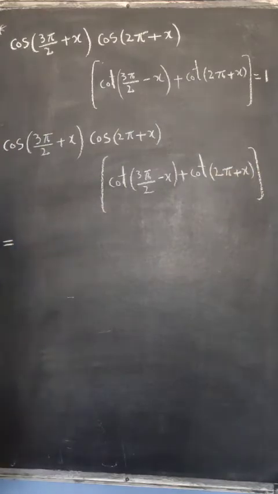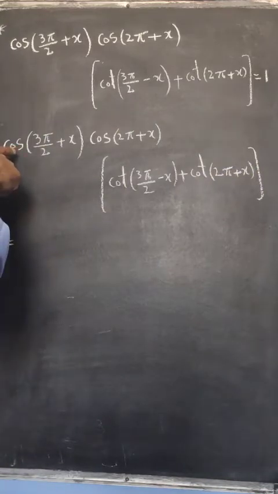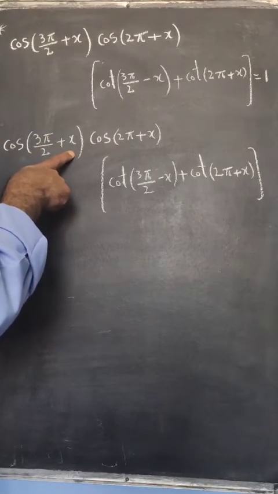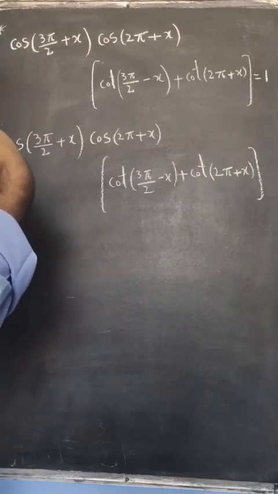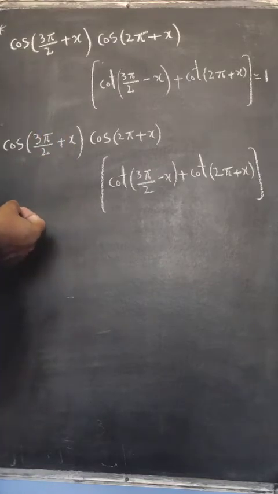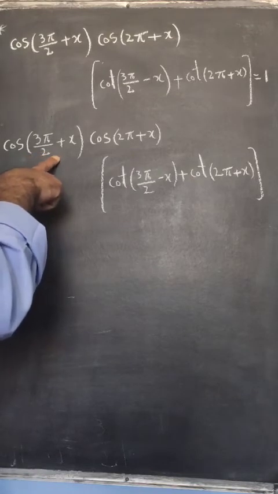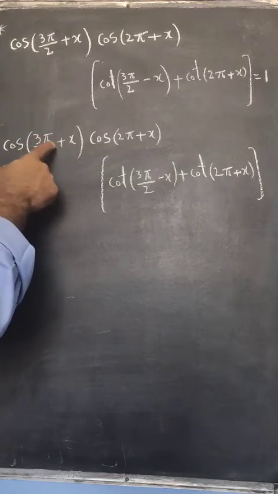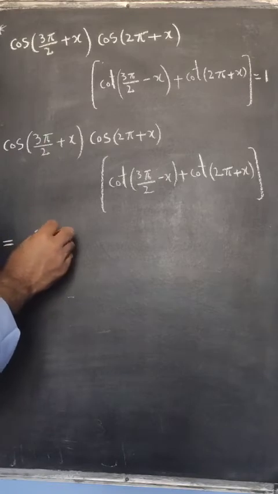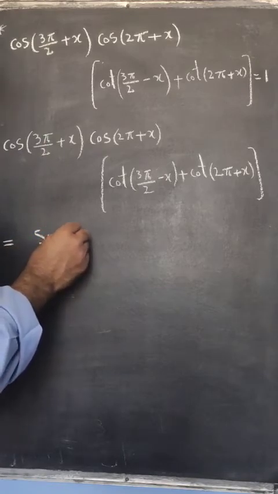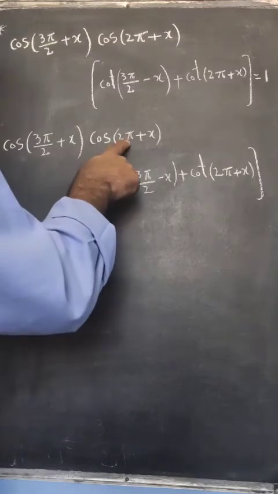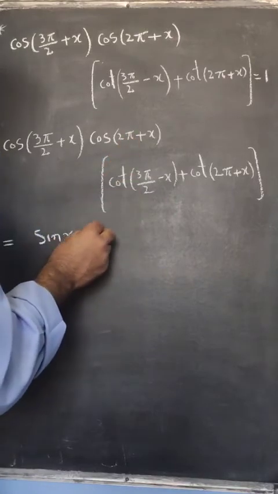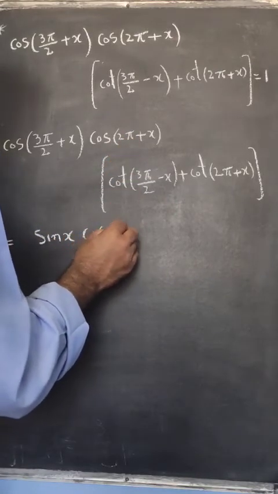that is equal to, now we know that cosine of odd multiple of pi by 2 plus theta or plus x is equal to plus or minus sine of theta. Now this is in quadrant fourth, and in quadrant fourth cosine is positive, so cosine 3 pi by 2 plus x is equal to sine of x. This is sine of x, and cosine 2 pi plus x is equal to, this is in first quadrant, so this is equal to cosine of x.